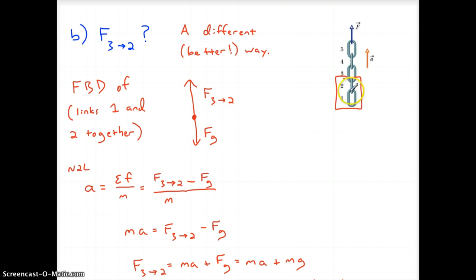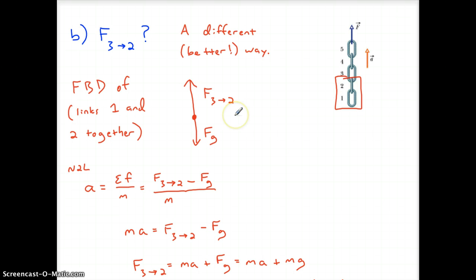Do I feel the force between 1 and 2? No, I don't. If I'm this red object, if I'm this red box, I don't feel the force between link 1 and link 2 any more than I feel the force between my hip and my torso right now. It's an internal force and is not something that acts on the red object.